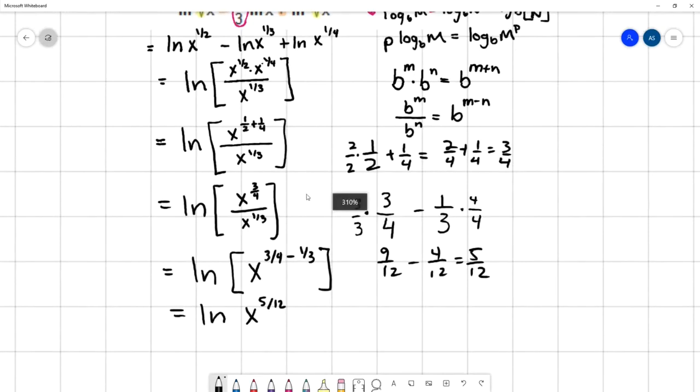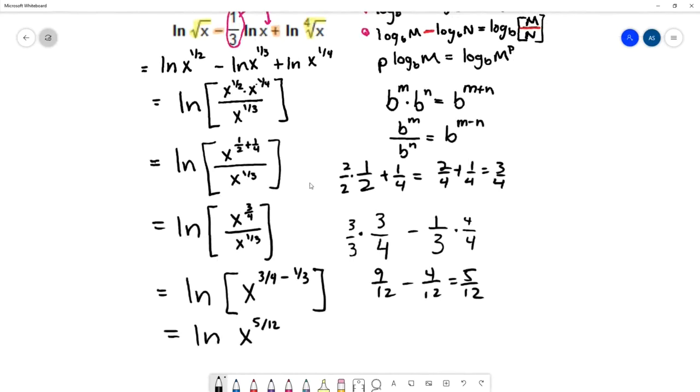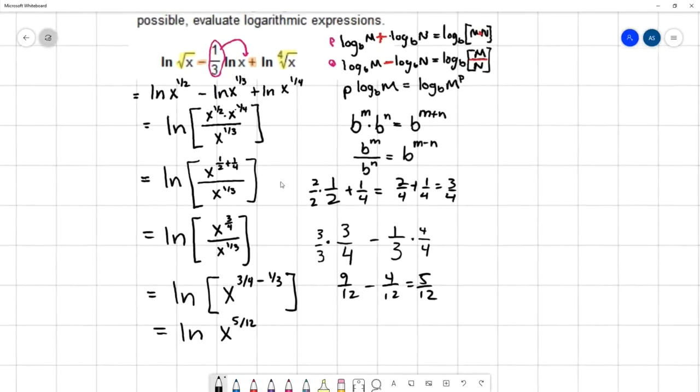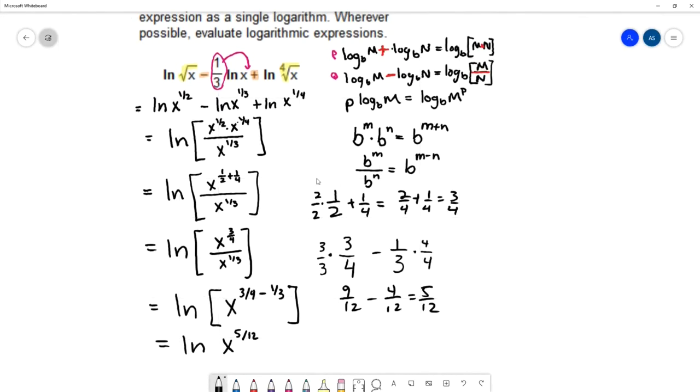We used a lot of different properties and adding fractions together as well to condense to a single log and then condense using our exponent rules.